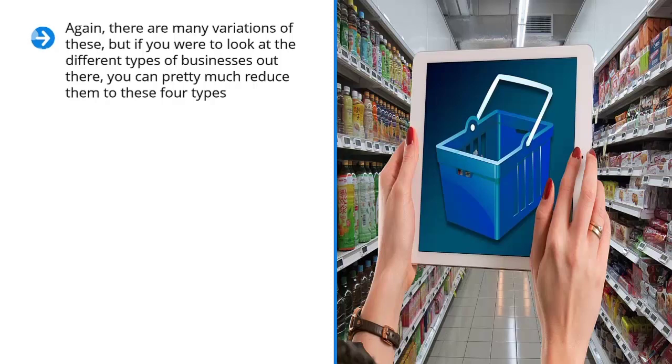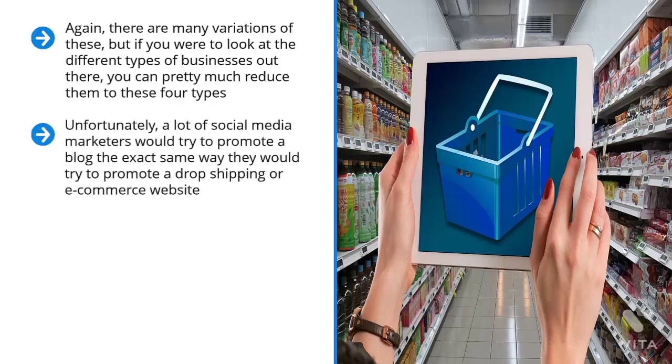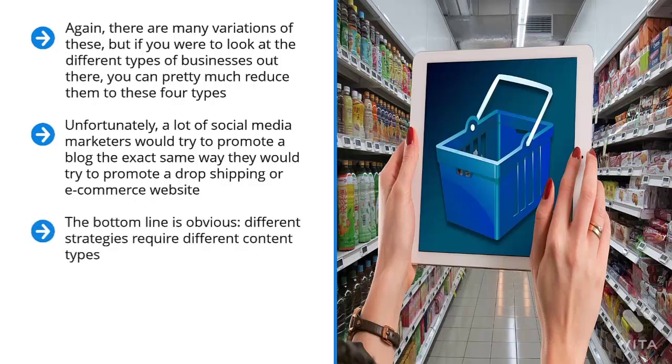When you study these closely, they have different needs. They have different features that must be addressed. Otherwise, you're not going to get the results you're looking for. Unfortunately, a lot of social media marketers would try to promote a blog the exact same way they would try to promote a dropshipping or e-commerce website. Similarly, somebody who is essentially just trying to sell their social media traffic is trying to do content marketing like somebody with a blog. It doesn't work. It doesn't make any sense. The bottom line is obvious. Different strategies require different content types.